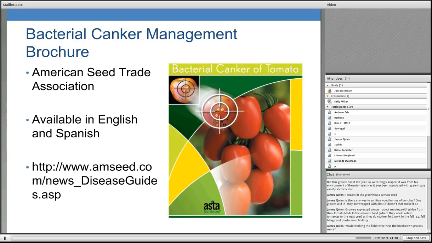Before I talk about this brochure, there's a question: would working the field twice help the breakdown process more? I would think so, yes. Again, I guess it depends on the soil type and the attributes of that particular field, but I think that whatever you can do to chop up that tissue is going to help it break down more.